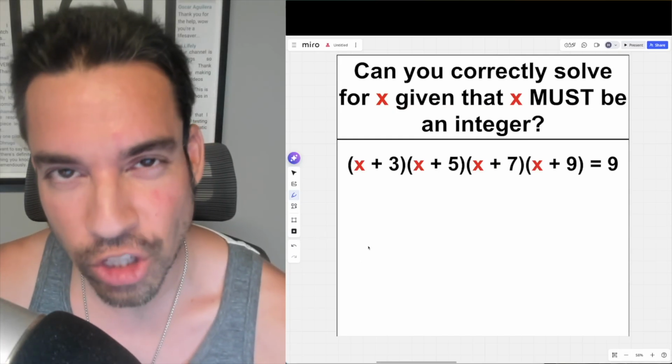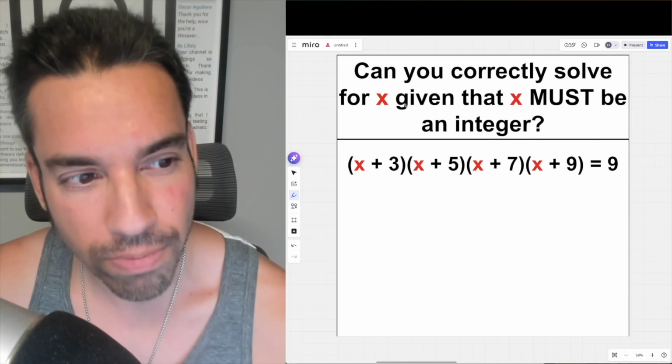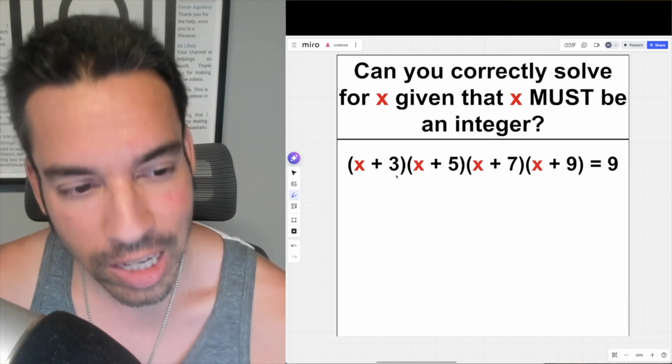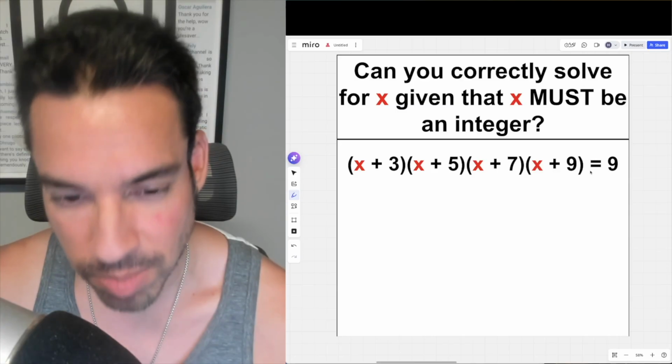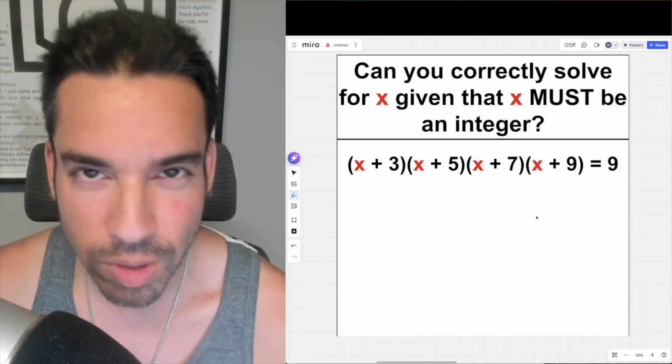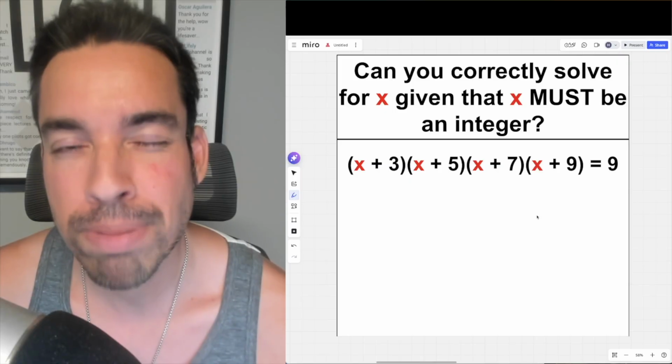In this one, the question is as follows. Can you correctly solve for x given that x must be an integer? And here we have this equation: (x + 3)(x + 5)(x + 7)(x + 9) is equal to 9. Hit that pause button and see if you can figure it out. When you're ready, hit play, and I'll give you the explanation.